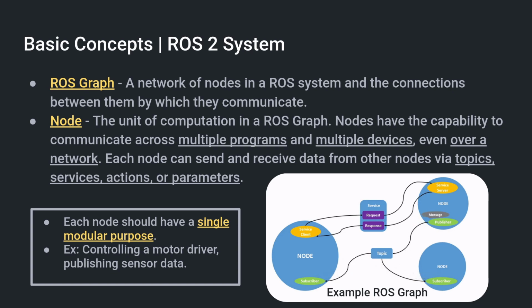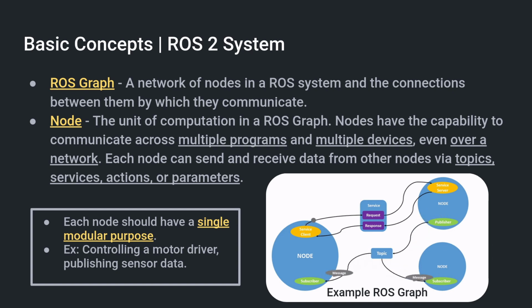So what is a node? A node is the unit of computation in a ROS graph. Nodes have the capability to communicate across multiple programs and multiple devices, and even over a network. Each node can send and receive data from other nodes via topics, services, actions, or parameters.